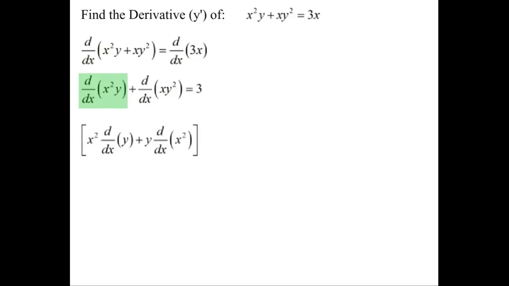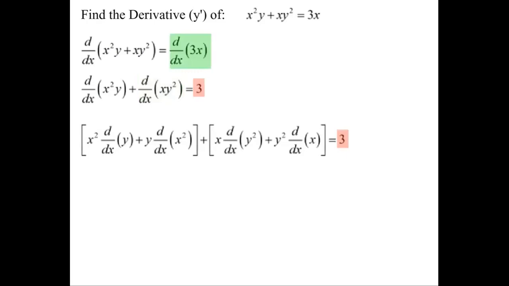In addition, in the next term, we also have a product of two functions. So we also need to take the product rule. And the derivative of 3x is just equal to 3. So let's take care of the product rule here. I'm going to let f of x be equal to x squared and g of x to be equal to y. Applying the product rule, we have x squared times the derivative of y plus y times the derivative of x squared. So once again, the derivative of y is just y prime, and the derivative of x squared is just 2x. So we have the following expression.